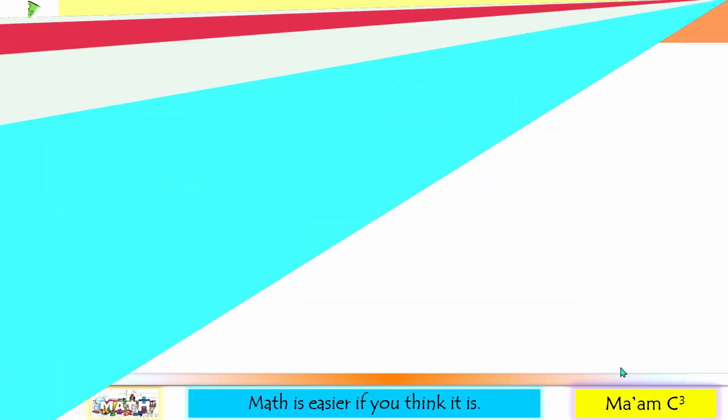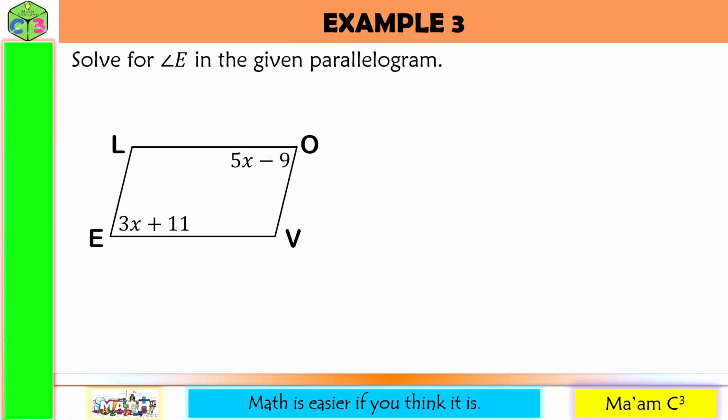Let's have example number 3. Solve for angle E in the given parallelogram. We have here parallelogram LOVE. Angle O measures 5x minus 9, while angle E measures 3x plus 11.